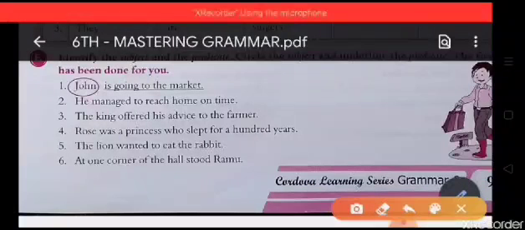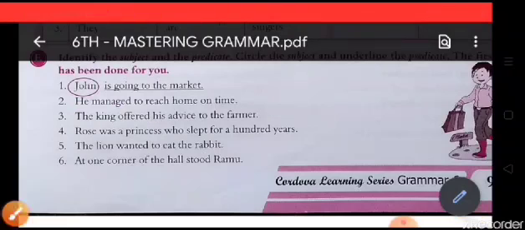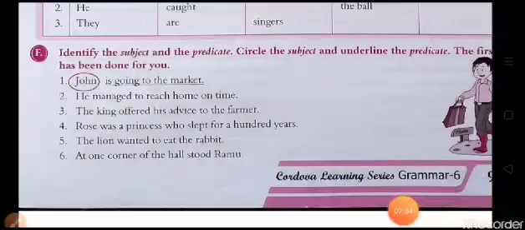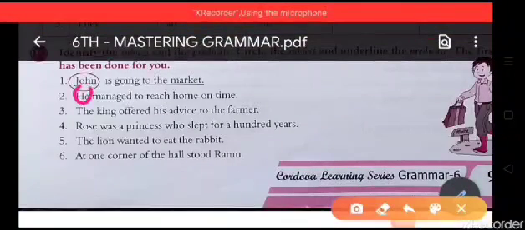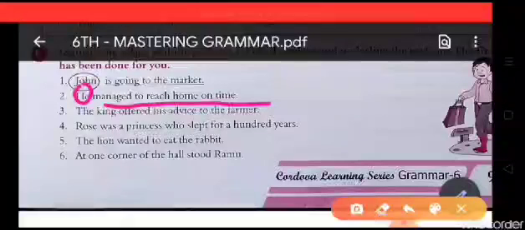He managed to reach home on time. Now, who managed to reach home on time? He. So the subject is he, and managed to reach home on time is a predicate. So he is a subject and managed to reach home on time is a predicate.